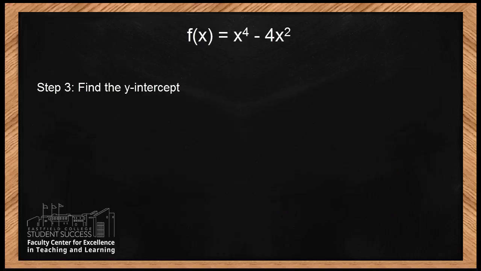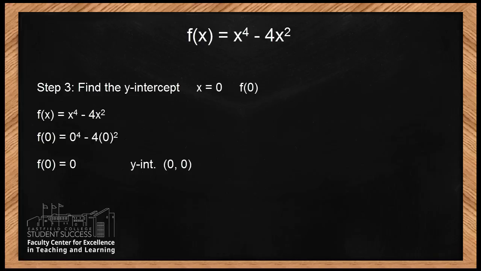All right. To find the y-intercept, we always set x equal to 0. So really what we're looking for is f of 0. Let's try. Remember our function, f of x equals x to the 4th minus 4x squared. When we let x equal 0, that means we're substituting 0 for each and every x in the function. Hence, f of 0 equals 0 to the 4th minus 4 times 0 squared. When we simplify, please notice that you get 0. So the y-intercept is (0, 0).